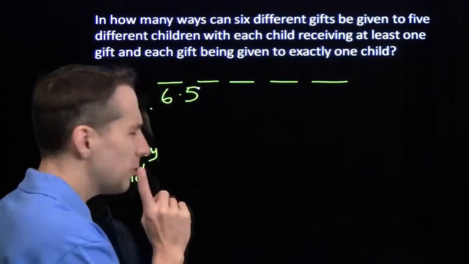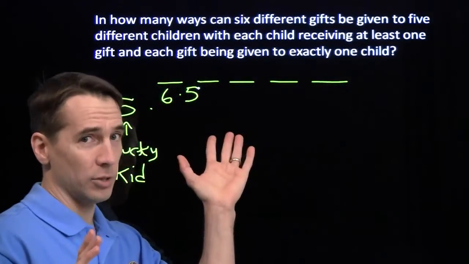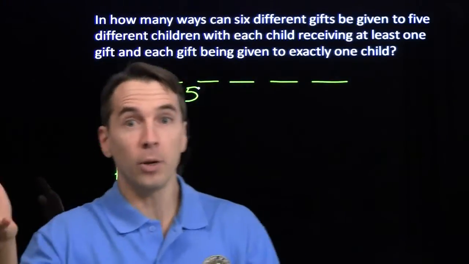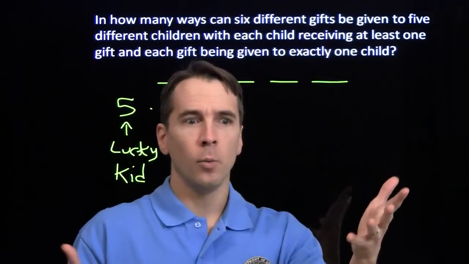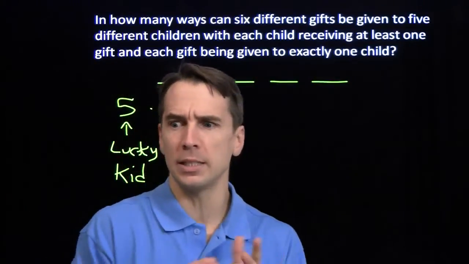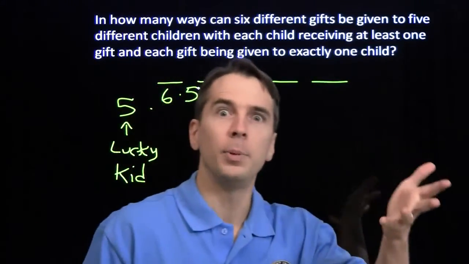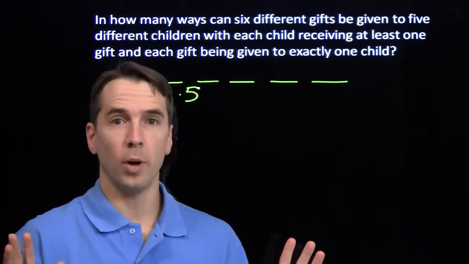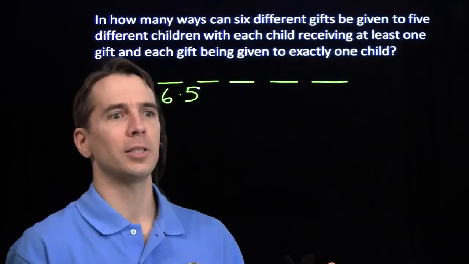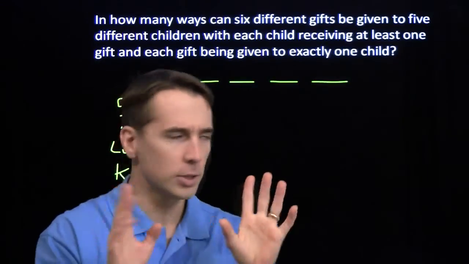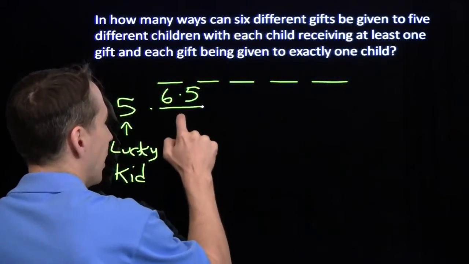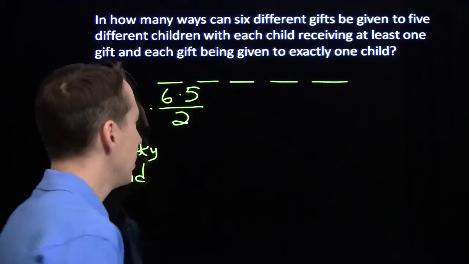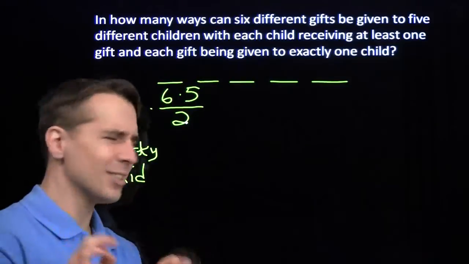But I have to be careful here, because this overcounts. This counts every possibility twice, because if I gave the lucky kid the big wheel and then the pony, well, then that kid would have the same 2 gifts as if I gave him the pony and then the big wheel. So this 6 times 5 counts every possibility twice. Now, if I count every possibility twice, and I only want to count everything once, there's an easy way to fix that. I count everything twice, I divide by 2, and now I've counted everything once. Now, you might think of this as 6 choose 2, and that's okay.